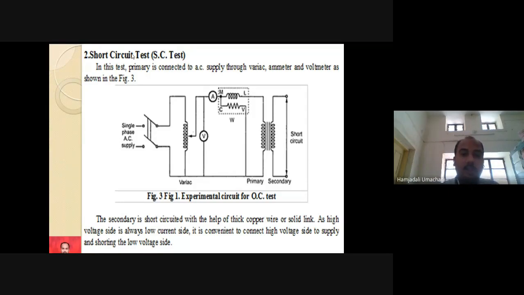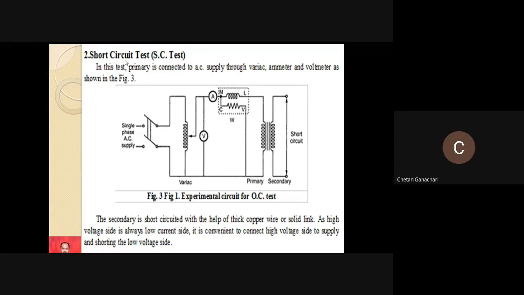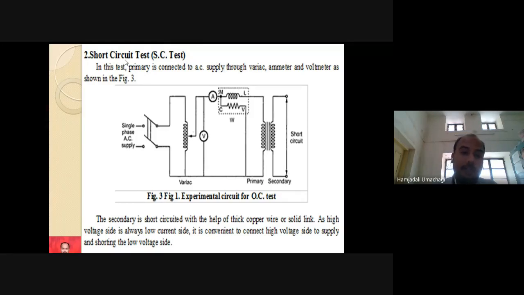Very good. So here, as I told you, the open circuit test will give us iron loss, and the short circuit test will give us information on copper loss. What is the formula for copper loss? I square R. If you multiply it with T, that is the time factor, and then it is the heat developed. A short circuit test is going to give us copper loss, and the copper loss formula is I square into R.